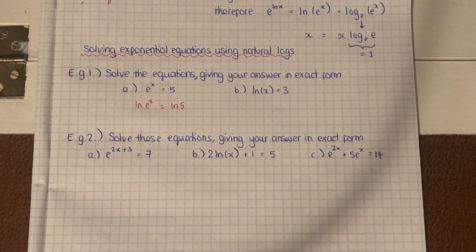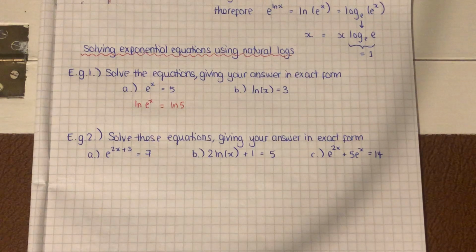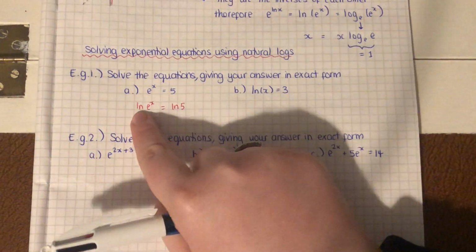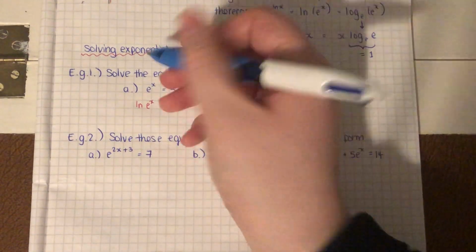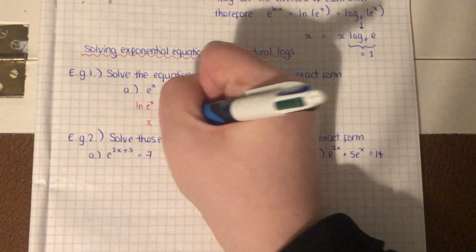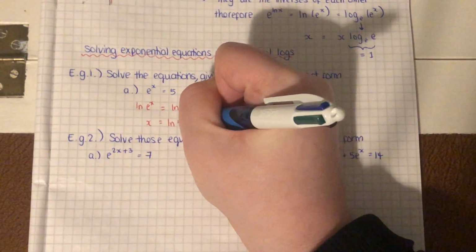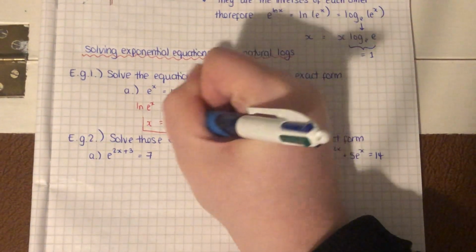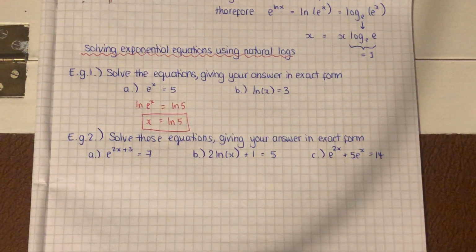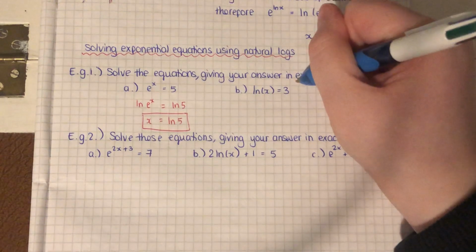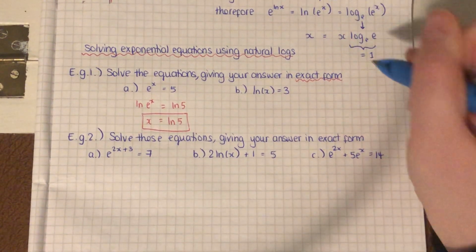Similar to a previous video, you do the same to both sides. Now, the log of an exponential will just give you x. This side doesn't simplify, so we just leave it as ln of 5. And that is the final answer. So we don't need to put it into a calculator. The reason why is because it says exact form.